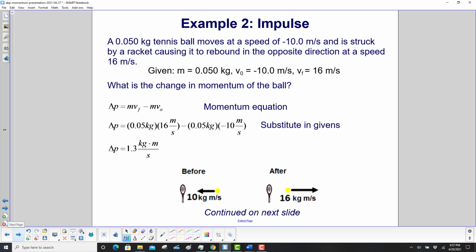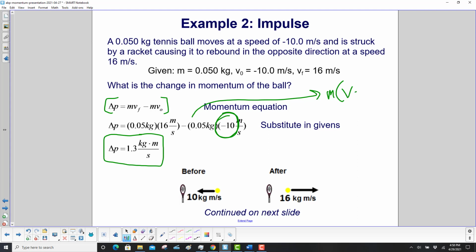What is the change in momentum of the ball? Well, our momentum equation is delta P is mvf minus mv0. So we substitute in our values and make sure you use the negative sign here for the tennis ball moving to the left, and we get a change in momentum of 1.3 kilogram meters per second. Now, an easier way to do that would have been to factor out the m, so you only have to multiply by it once. Both ways are correct, but this is a little more elegant.